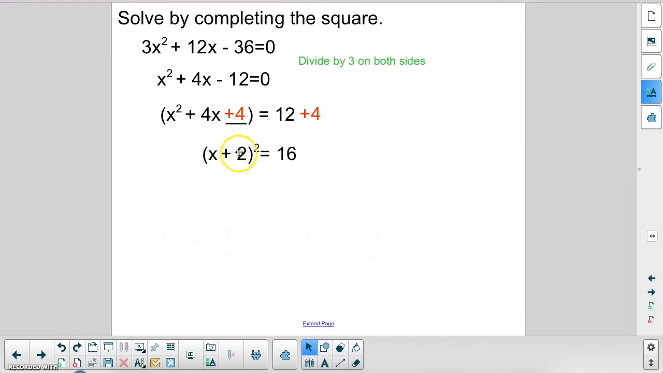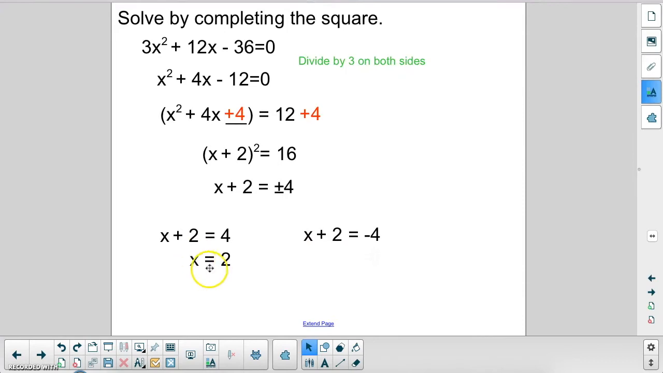Now I notice I have something squared equals 16, so I can square root both sides. So x plus 2 is going to equal either positive or negative 4, because the square root of x plus 2 squared is x plus 2, and the square root of 16 is plus or minus 4. Now this is really two equations. This is x plus 2 equals positive 4, and x plus 2 equals negative 4.